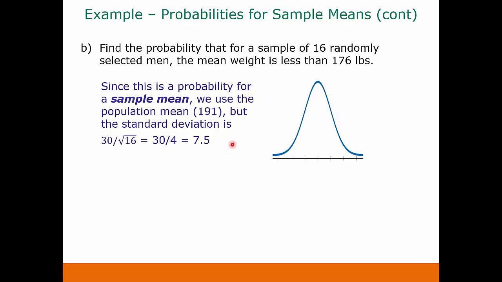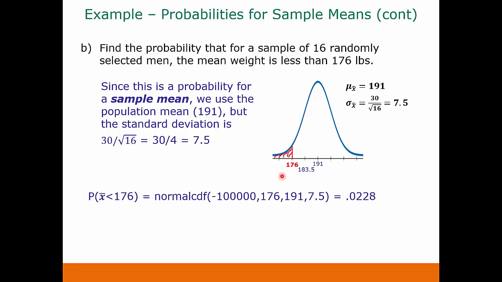So here's our picture of our normal distribution. Here's our mean and the standard deviation that we're going to use. So here's our mean in the middle, and this is going down one standard deviation. That puts the 176 actually down 2 standard deviations. And we're shading to the left again. So here's our probability, and notice the difference in the notation. This is saying the probability that x bar is less than 176 instead of just x. We're still using normal CDF with our large negative number as our lower bound, 176 as our upper bound, 191 as our mean, and now we have the standard deviation of 7.5. This probability is 0.0228.